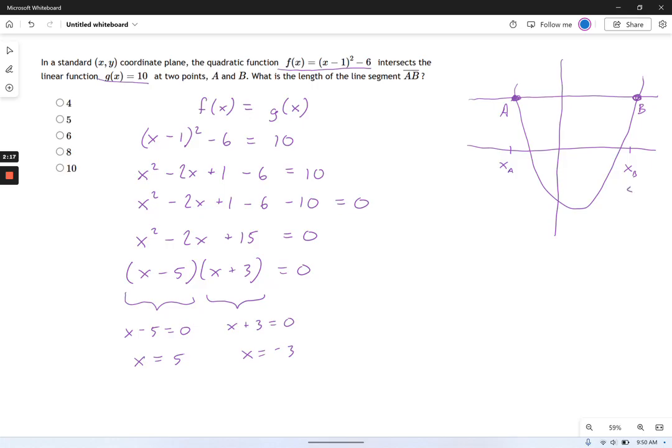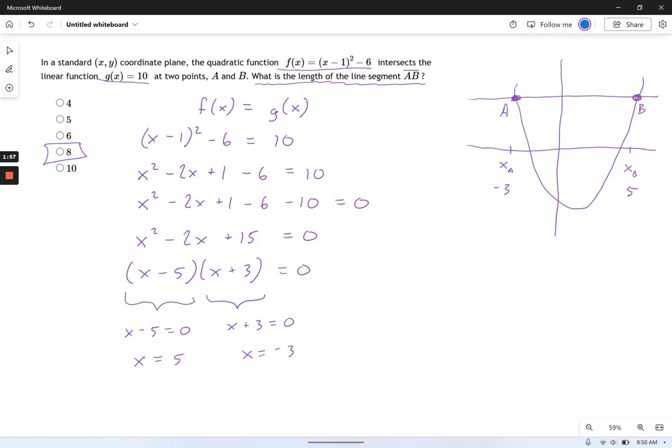In other words, this is 5 over here. That's negative 3 over there. So the question is, what is the length of the line segment AB? Well, it's just the distance from x_A to x_B, and this looks like a distance of 8 to me. So that's what we're talking about here.